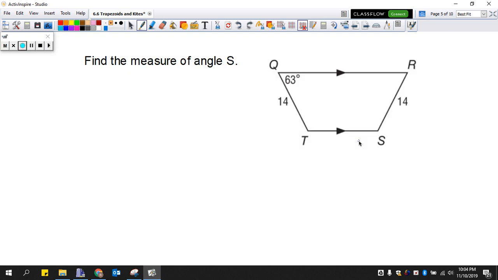Here it says find the measure of angle S. Angle S is right here. We know that this is 63. This is because the two legs here are the two parallel sides. The two legs are 14, so this is an isosceles trapezoid.